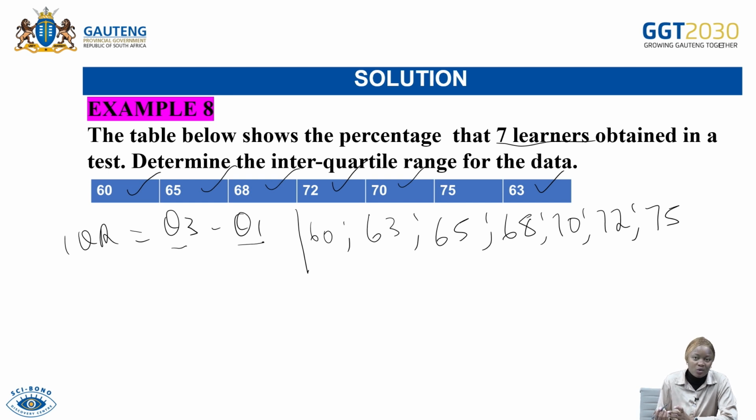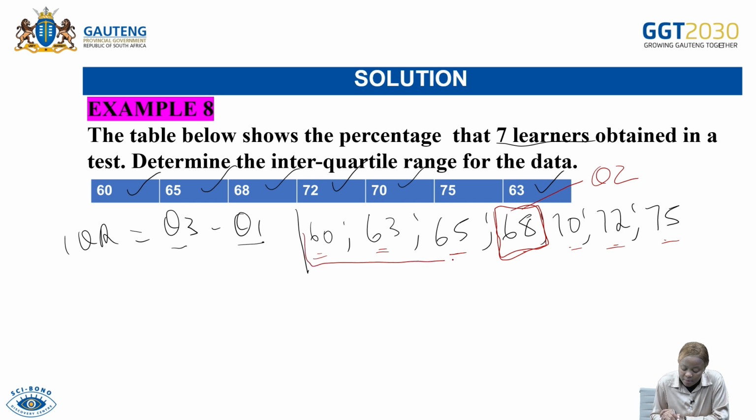But I don't have to find the positions, because my data set is small. Okay, so let me just do this. Let's first find our Q2. So I have 1, 2, 3, 4, 5, 6, 7. So your median is going to lie here. So this is your Q2, right? The median of the lower half of your data is going to be 63. So your Q1 is 63.